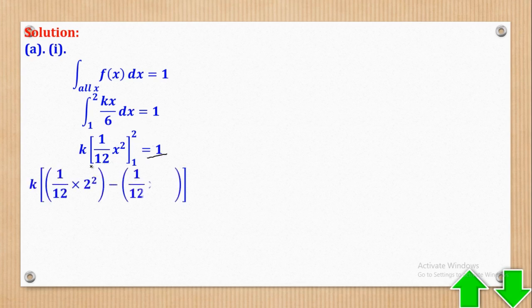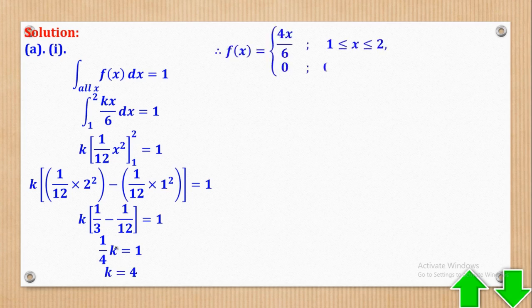So next is to substitute the limits. When I substitute this 2 here, I'll come up with this bracket. When I substitute this 1 here, I'll come up with this bracket. So next is to simplify. This bracket gives me 1 over 3 and this bracket gives me 1 over 12. Then when I simplify further, 1 over 3 minus 1 over 12 gives me 1 over 4. But there's a k here, so it has to be maintained. Next is to make k the subject, and k will be equal to 4. So that was Roman 1. Next is substitute. Remember, the function was kx over 6, so where there is k we shall put there 4.